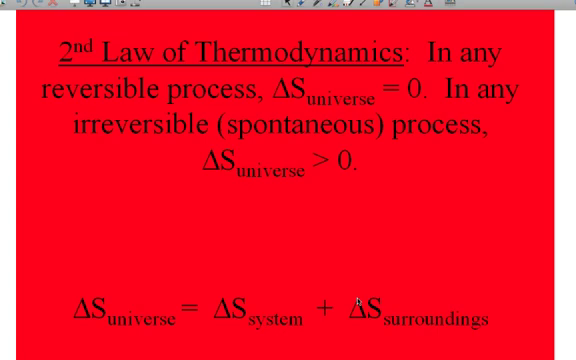Here we go. The second law of thermodynamics. In any reversible process, which we just saw one, delta S for the universe is 0. In any irreversible, spontaneous process, delta S will be positive for the universe. Remember, we've got the system and the surroundings. If you add them together, that's the universe, if you will.